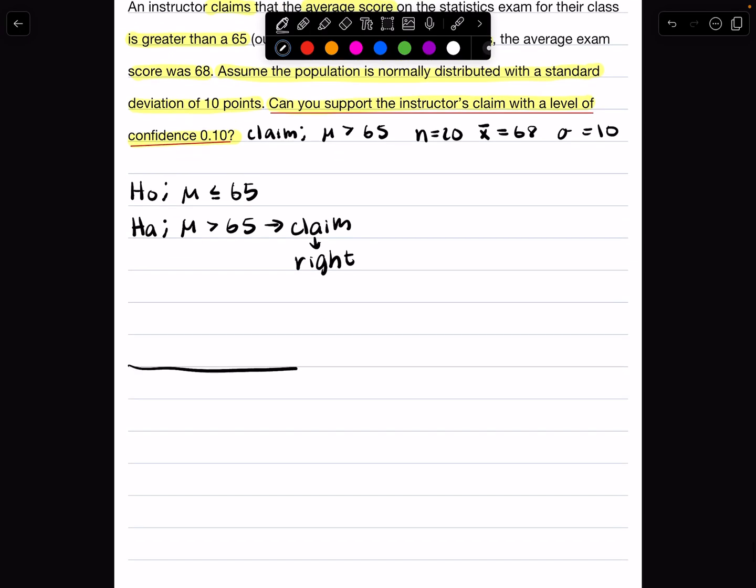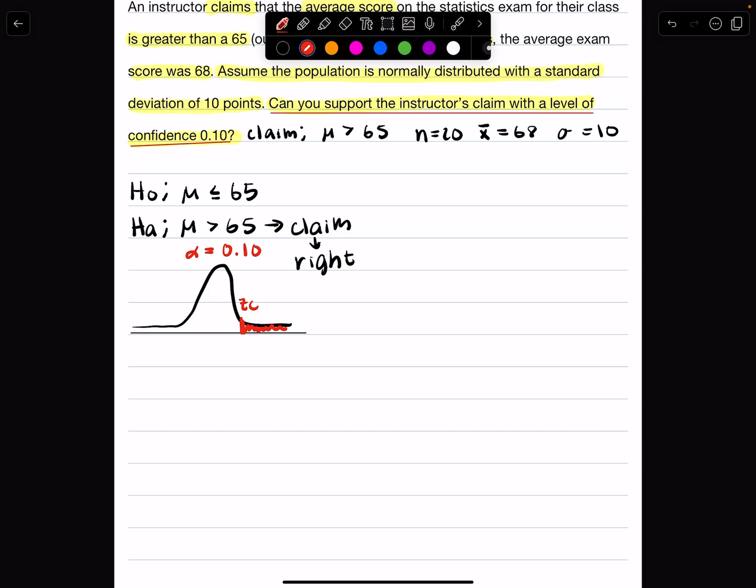Let's draw a picture of that. When we are working with a right-tailed test, that means we have our normal distribution and our rejection region is on the right, and it has some cutoff positive critical value. What do we know about that critical value? We know that alpha is its area. Alpha is level of confidence, which is 0.10. So the area to the right of our critical value is 0.10. And how many decimals do we round area to? 4. So I'm going to add 2 more decimals there.